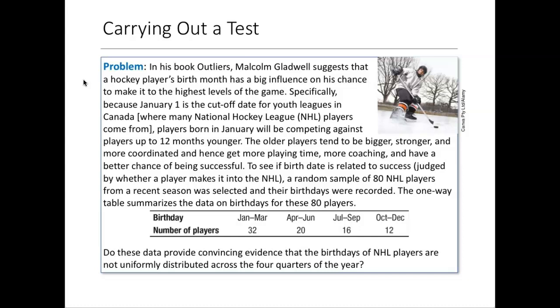All right. So in his book Outliers, Malcolm Gladwell suggests that a hockey player's birth month has a big influence on his chance to make it to the highest level of the game. Specifically because January 1st is the cutoff date for youth leagues in Canada, where many NHL players are born.